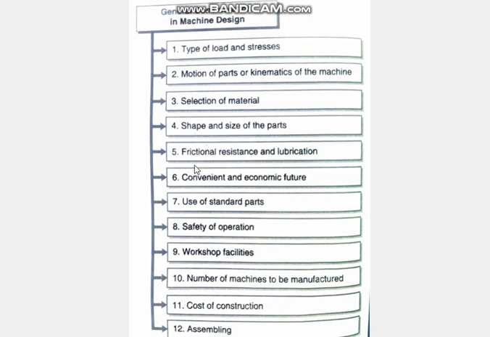Then in some cases we may have to see the frictional resistance and lubrication. Suppose there is friction between two components, then we may have to use oil or grease or something, so that we can reduce the friction. In some cases friction may be used to our advantage, and sometimes friction is unnecessarily wasting energy. So depending upon that, these things should be considered.